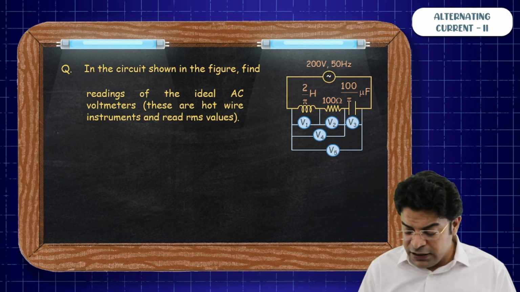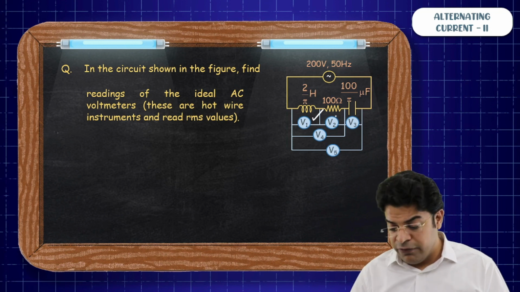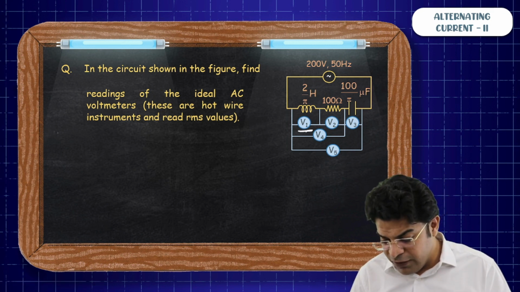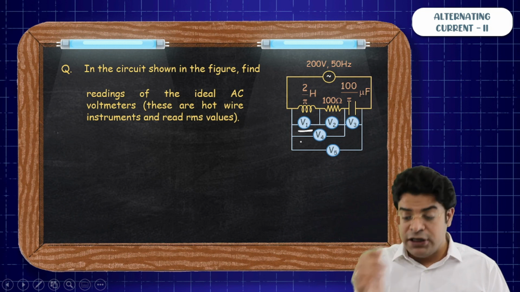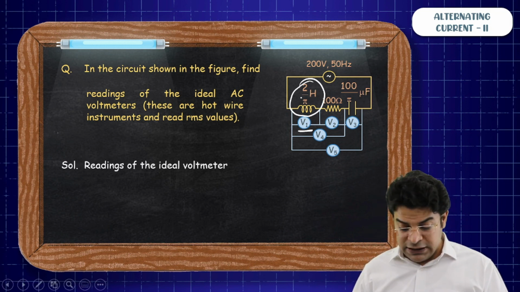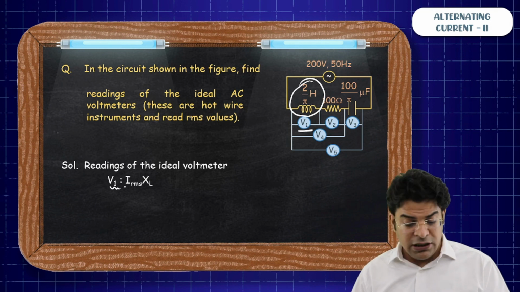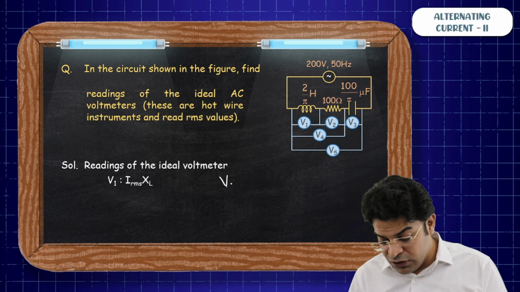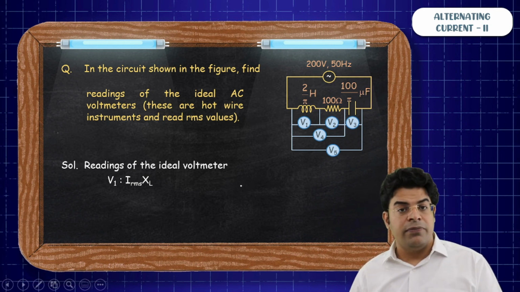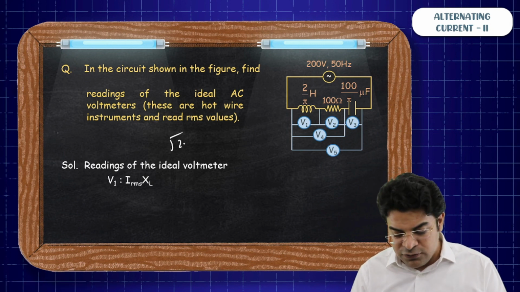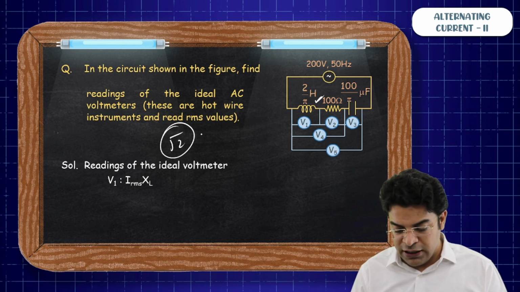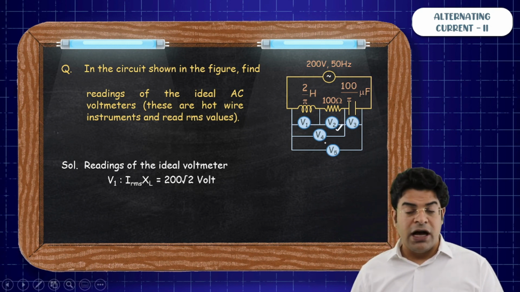So question is, find the reading of all the voltmeters. You have to tell the reading of V1, V2, V3, V4 and V5, every one of them. So let's start with the first one. V1 will measure the RMS potential drop across the inductor. And what V1 will measure is nothing but IRMS into XL, because IRMS into XL will give you the RMS potential drop across the inductor. We have already calculated that IRMS for this circuit is root 2. And we have already calculated that XL came out to be 200 ohm. So you get 200 into root 2. That is your answer.